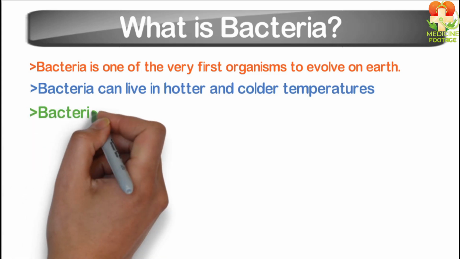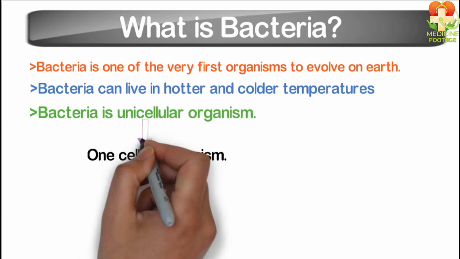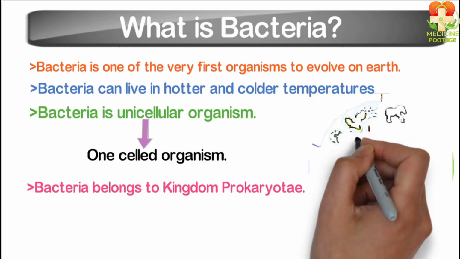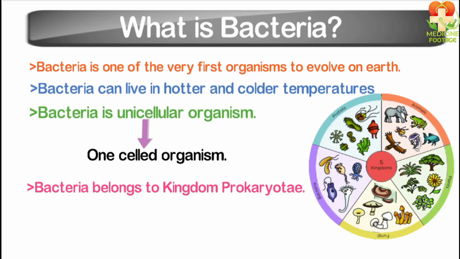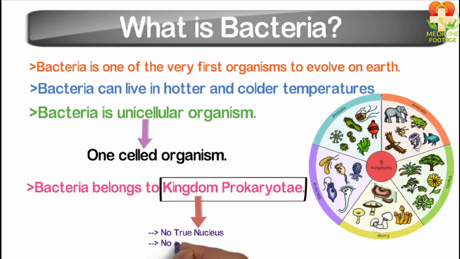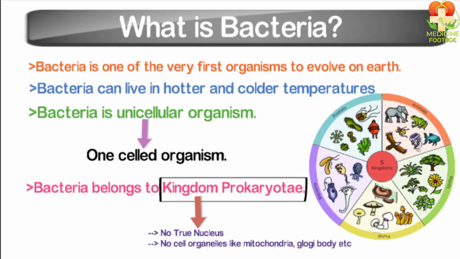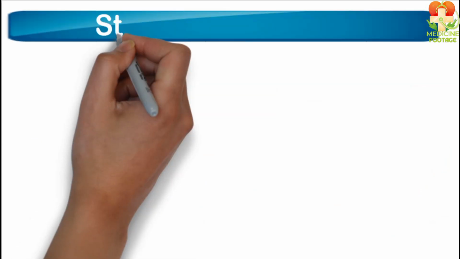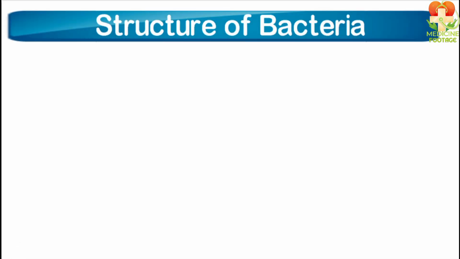Bacteria are unicellular organisms belonging to the kingdom Prokaryote. There are a total of 5 kingdoms in the world, and in the kingdom Prokaryote, those living organisms exist that do not have a true nucleus or cellular organelles. Therefore, bacteria also do not have a true nucleus or cellular organelles, which is why we have placed bacteria in the prokaryotic kingdom. Now we will read about the structure of bacteria.